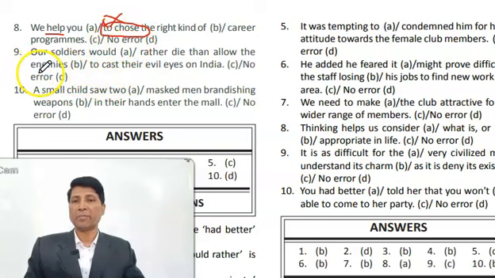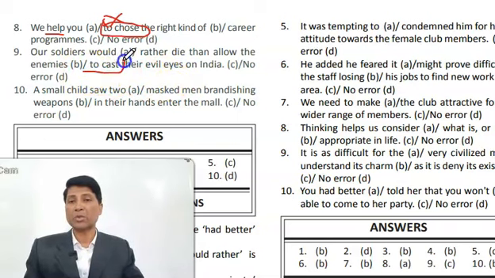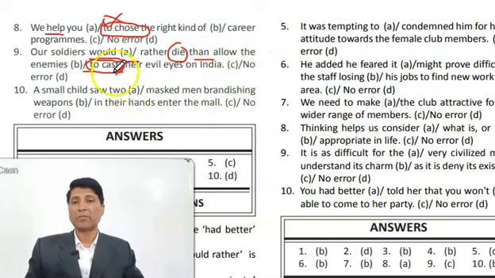Now look at question number 9. Our soldiers would rather die than allow the enemies to cast their evil eyes on India. So here to cast, you see, is wrong. Why is it wrong? Again, here would rather is followed by the basic form of the verb. So here die is the basic form of the verb, and than is being followed by this allow. So therefore it should be cast.